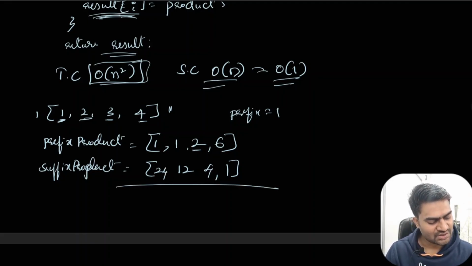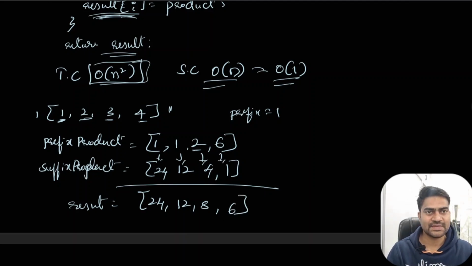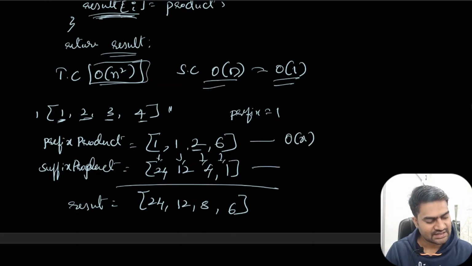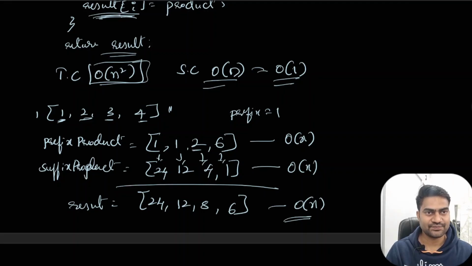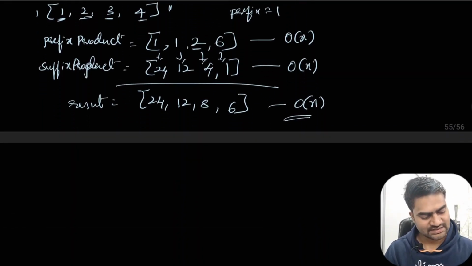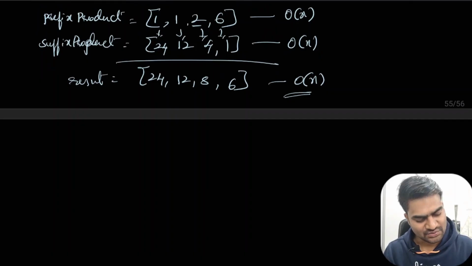Now if you see, we got the prefix product and the suffix product, so our result array will be simply the product of these two, which is 24, the product of these two, which is 12, the product of these two, which is 8, and the product of these two, which is 6. Correct? So this is how in one iteration we find the prefix product, in another iteration we find the suffix product, and then in one more iteration we finally arrive at our result. Okay, so with that, let us try to look into its pseudocode.